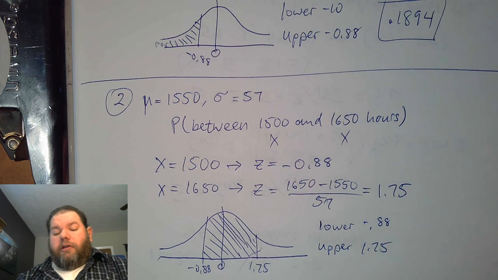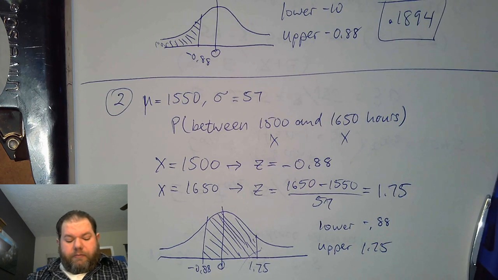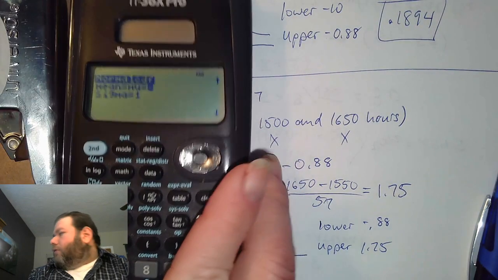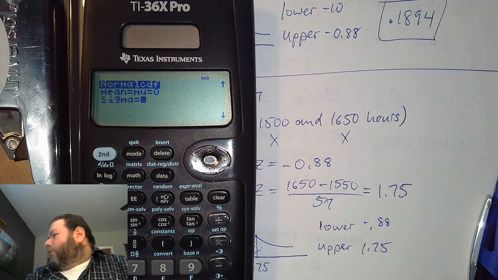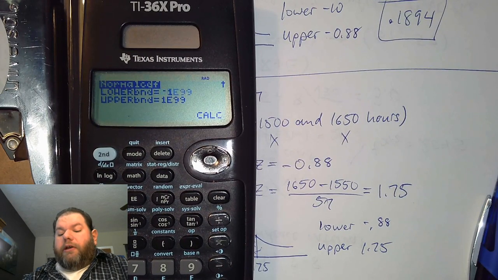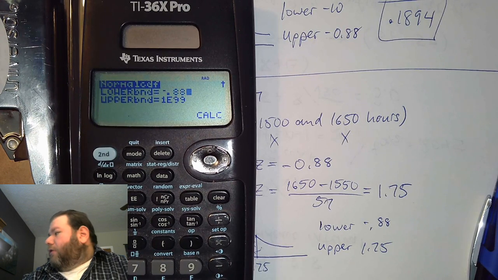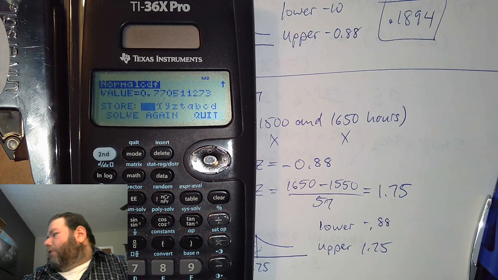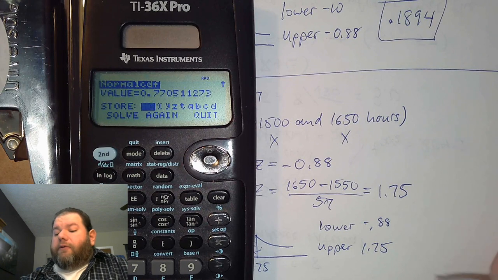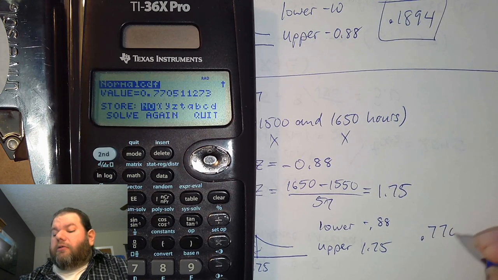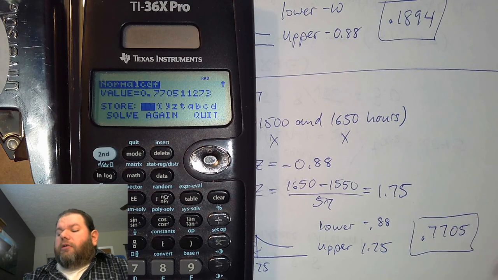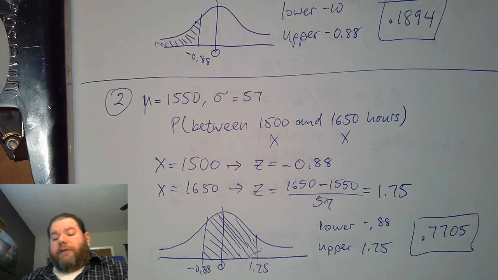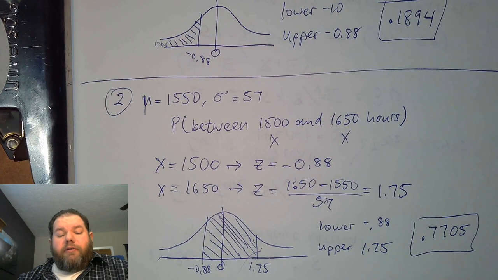Okay, so we'll put that into the calculator. Zero one, lower bound negative 0.88, upper bound 1.75. Calculate. So you get 0.7705. And so that's the probability that the light bulb will last somewhere between 1500 and 1650 hours.